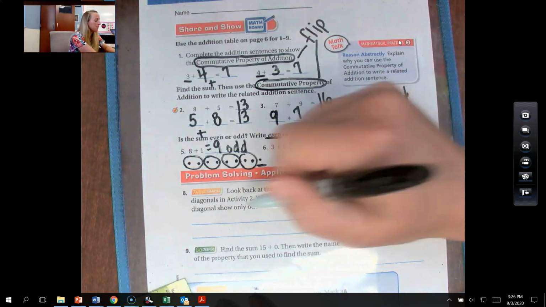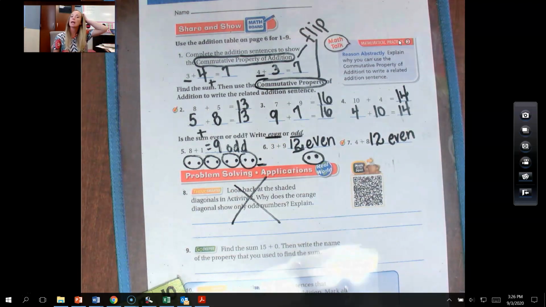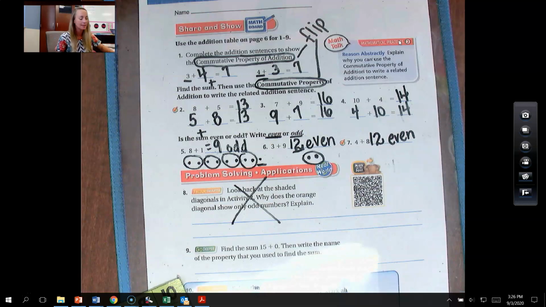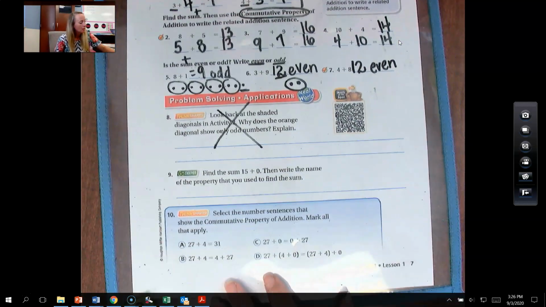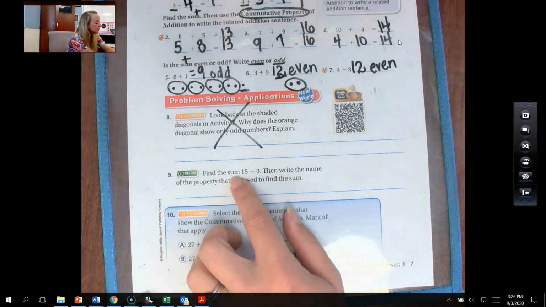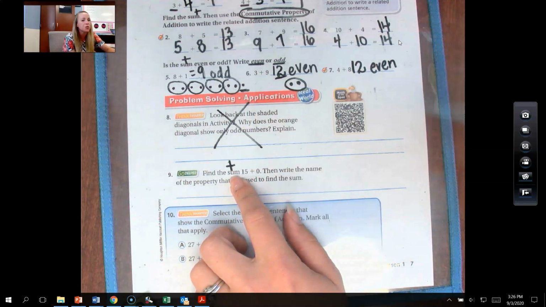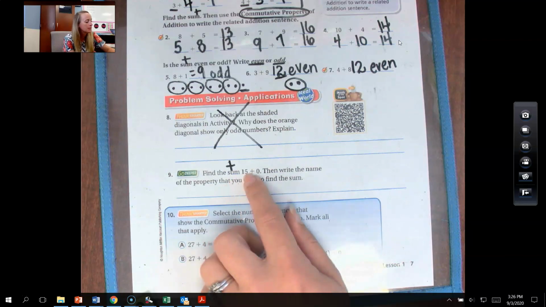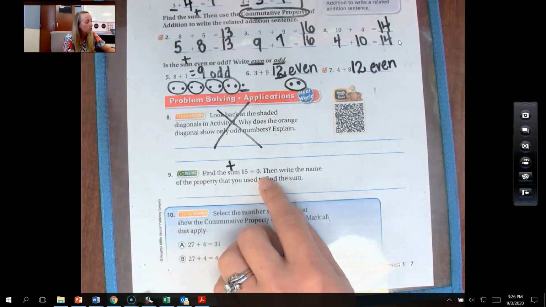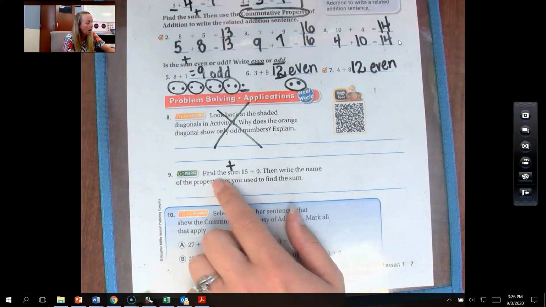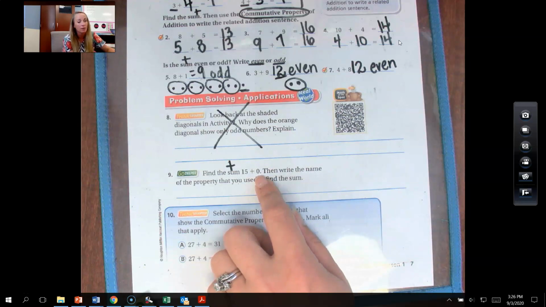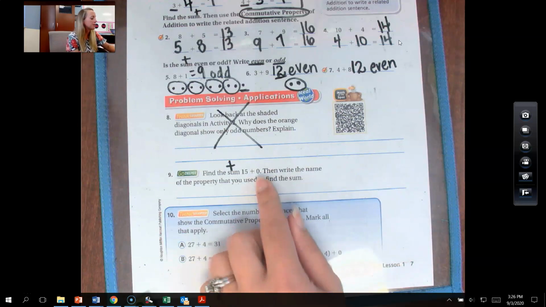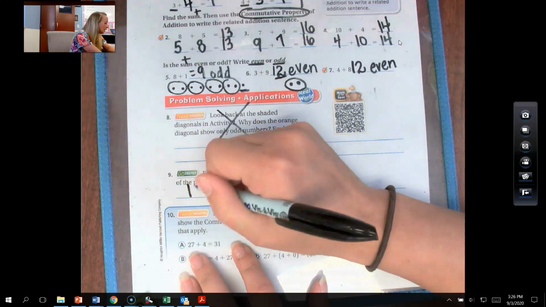We are going to skip number 8, so you can put an X through number 8. Let's look at number 9. Find the sum. Sum just means to add 15 plus 0. So that's the first direction. Find the sum of 15 plus 0. What is 15 plus 0? 15 plus 0 is 15.